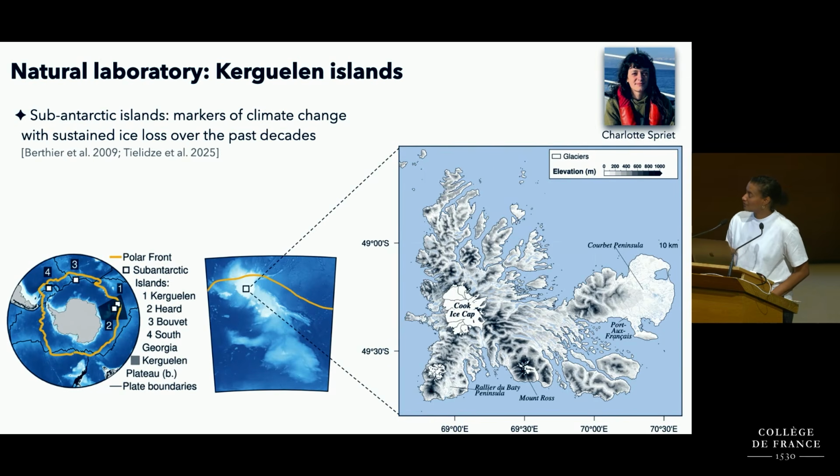So to try to overcome this limitation, we can turn to a natural laboratory, and for that, I take you to Kerguelen Islands. So the Kerguelen Islands is a subantarctic island, which is a big marker of climate change, because it has had sustained ice loss over the past decades, facing big changes in the polar front position here, so changing temperature and precipitations quite abruptly.